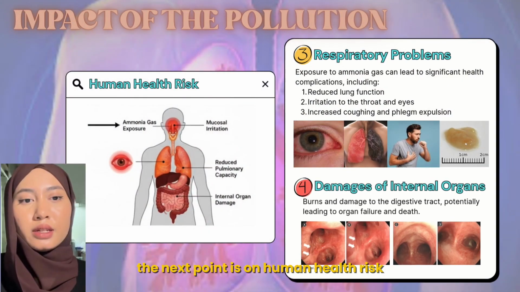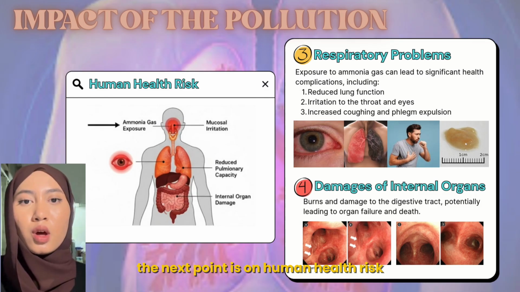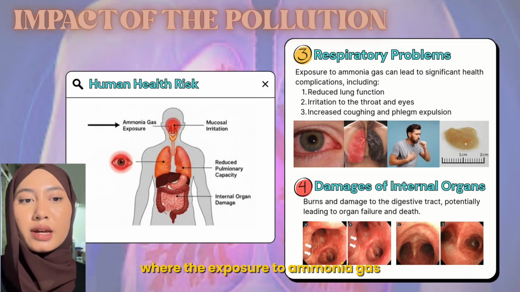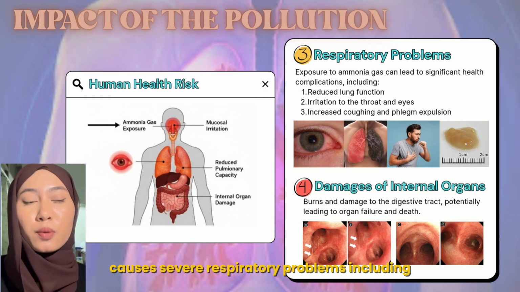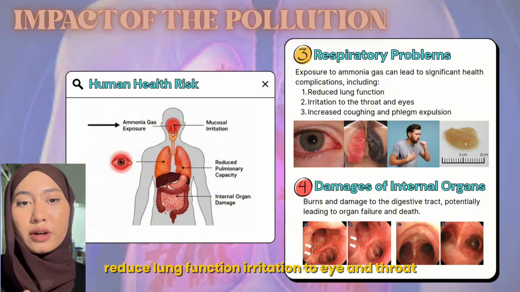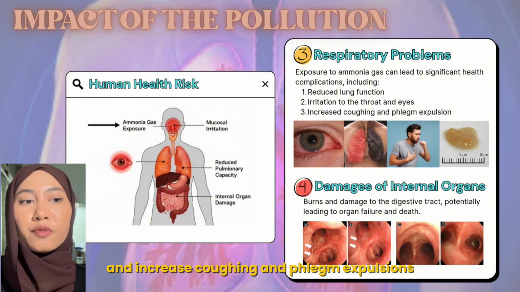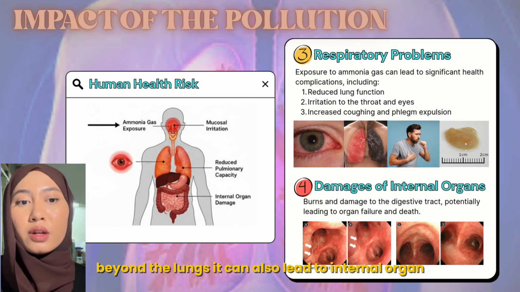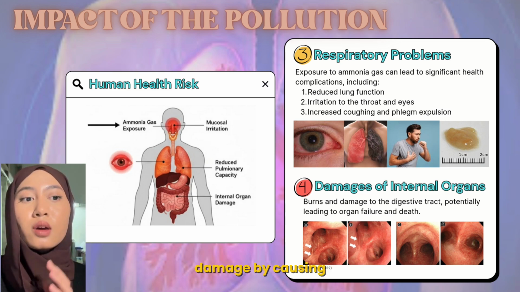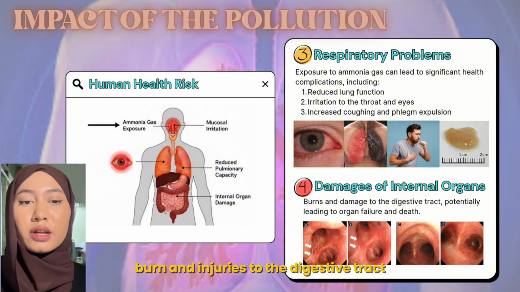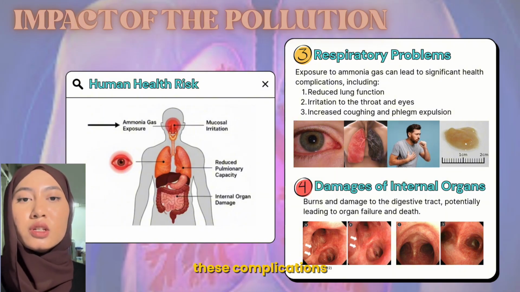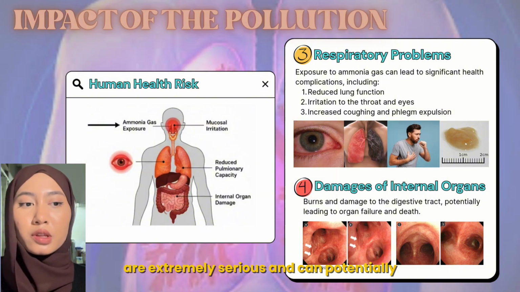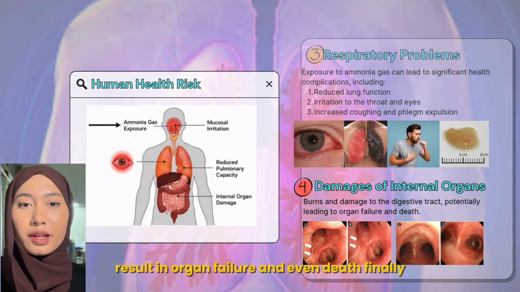The next point is on human health risk, where exposure to ammonia gas causes severe respiratory problems, including reduced lung function, irritation to the eyes and throat, and increased coughing and phlegm expulsion. Beyond the lungs, it can also lead to internal organ damage by causing burns and injuries to the digestive tract. These complications are extremely serious and can potentially result in organ failure and even death.